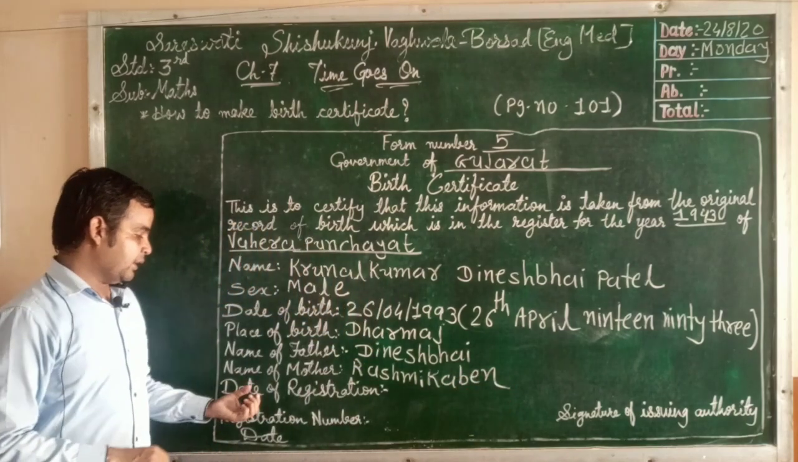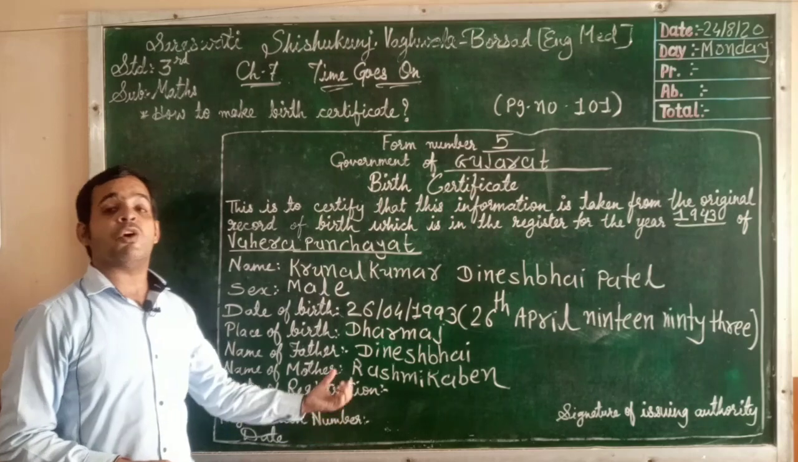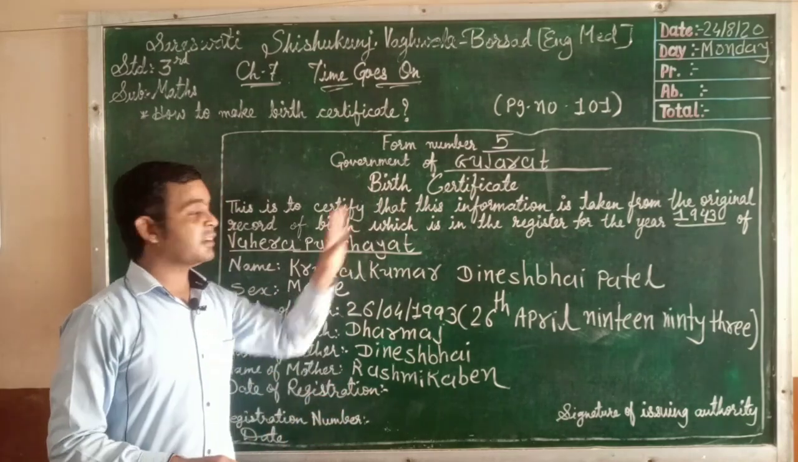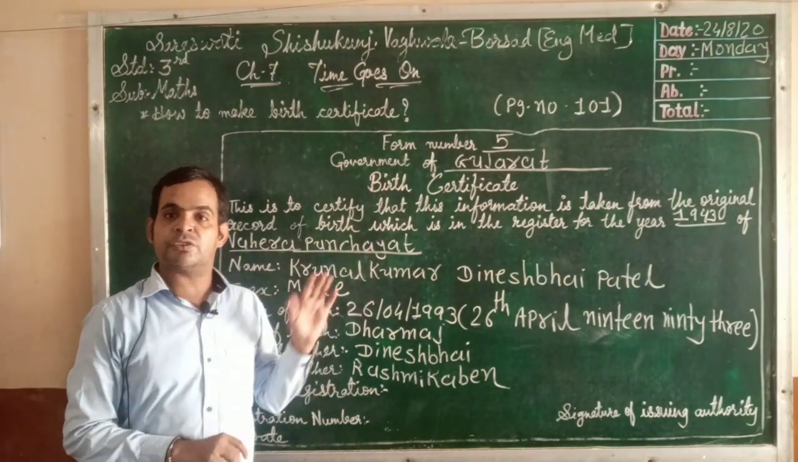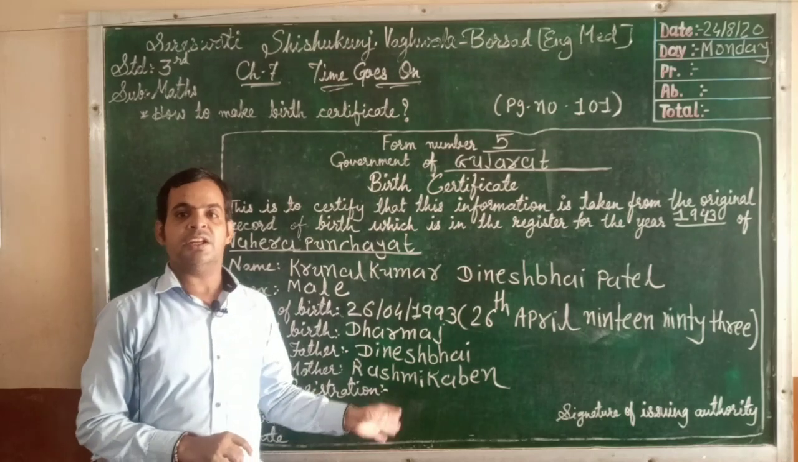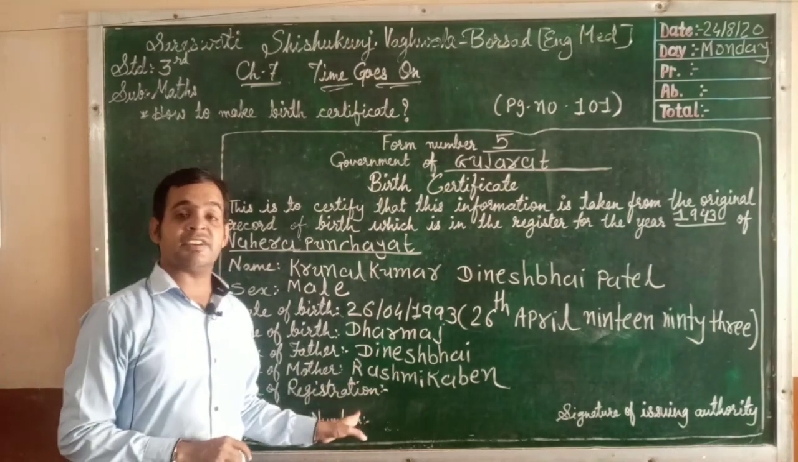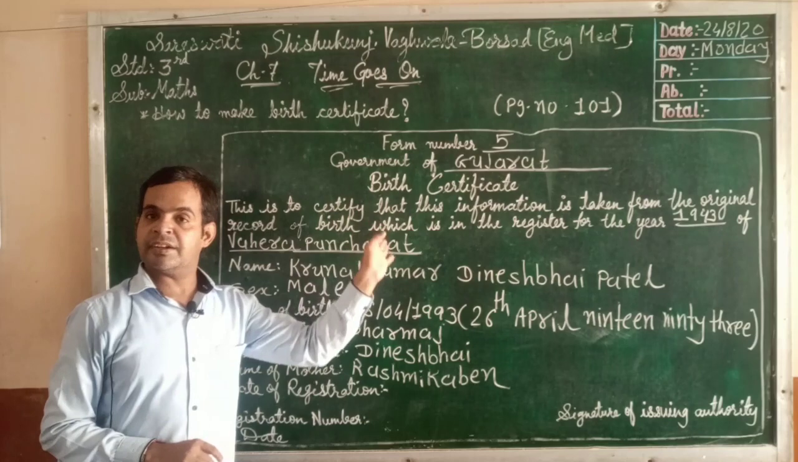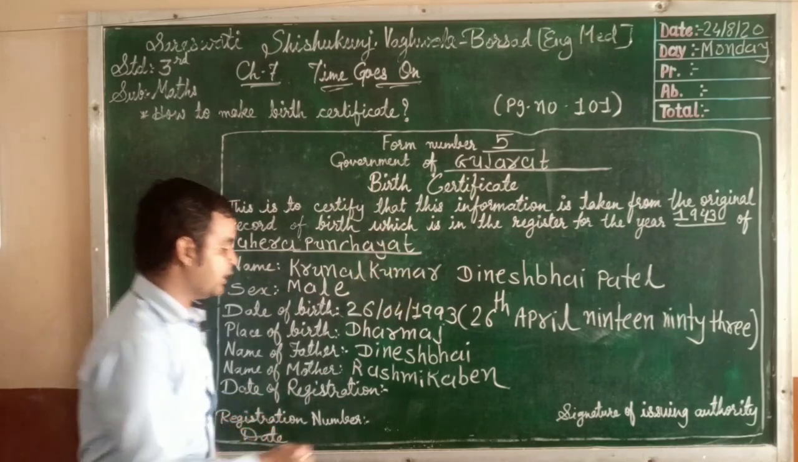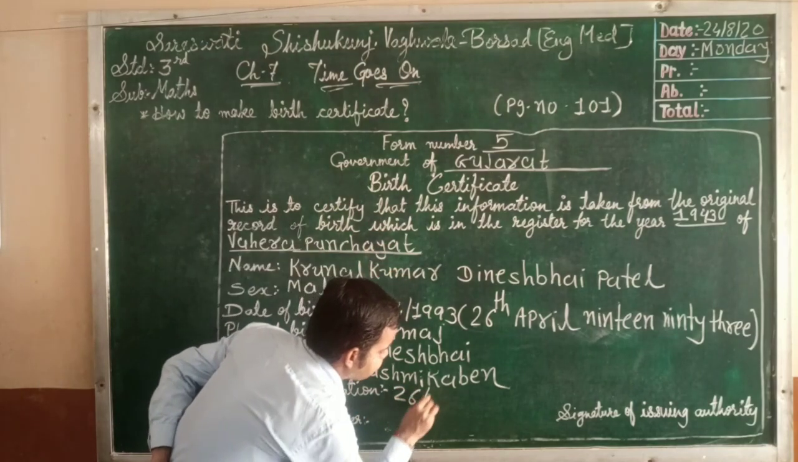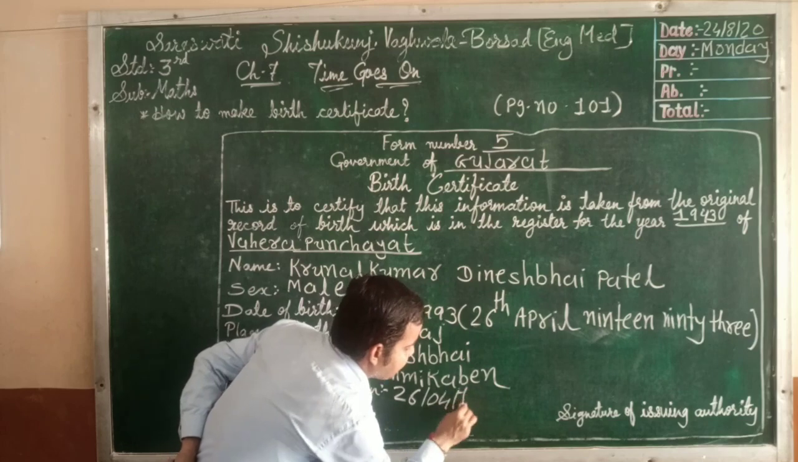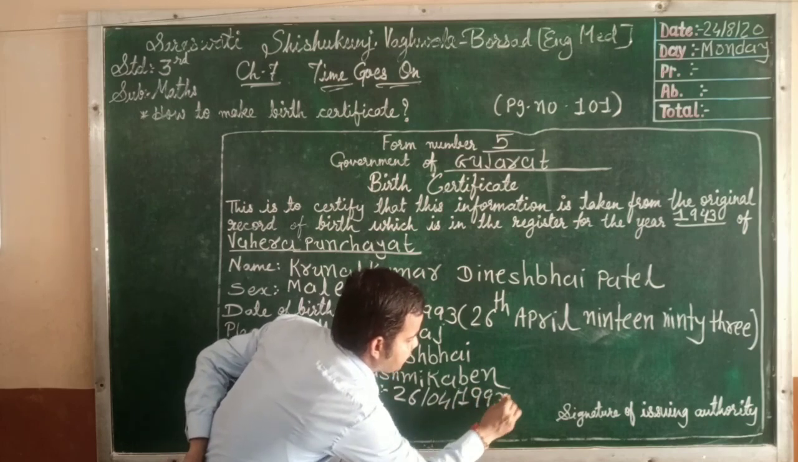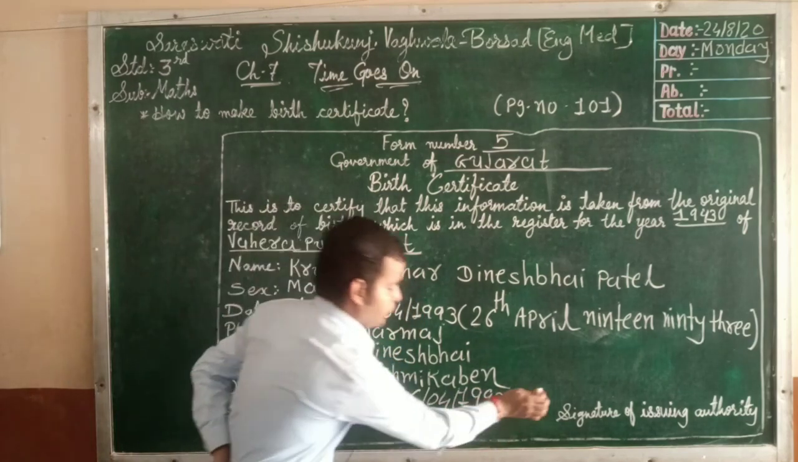Then date of registration. Okay, so on which date we register this birth certificate, so that we have to write. Okay, so my birth certificate registration on my birth date. So here I will write 26 April 1993.